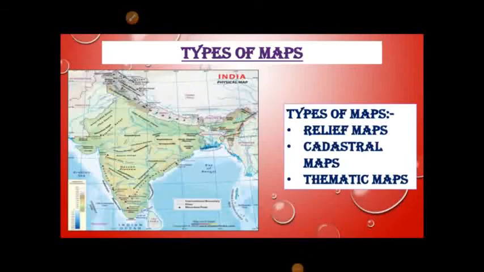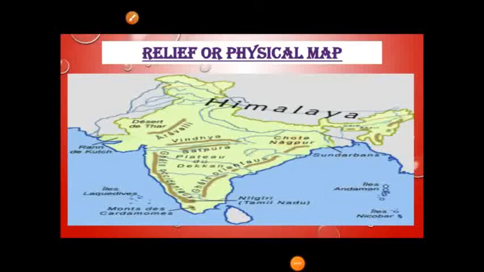Types of maps. Maps are classified on several bases. Each basis gives different types of maps. In this lesson, we will learn about the nature and characteristics of relief maps, cadastral maps, and thematic maps. Relief or physical map. The map that shows the physical features of an area is usually called a physical map or a relief map. Their primary purpose is to show landforms like deserts, rivers, mountains, plains, plateaus, etc.